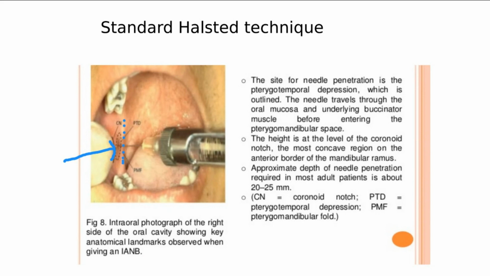And again, if this is the tip of your finger and this is the pterygomandibular raphe, you draw a line in between. You don't go exactly in the middle, you go here. This is a better point for your entrance. Two negative aspirations, and then you're going to inject.